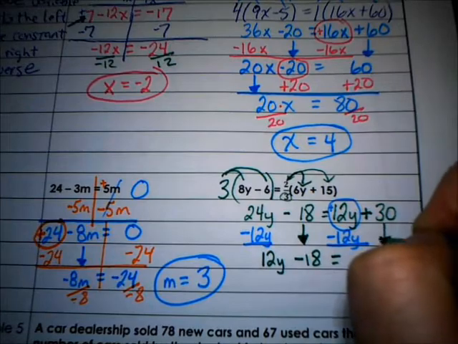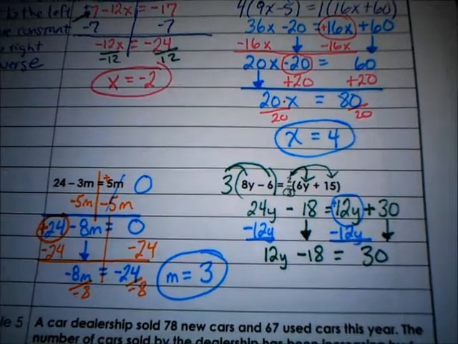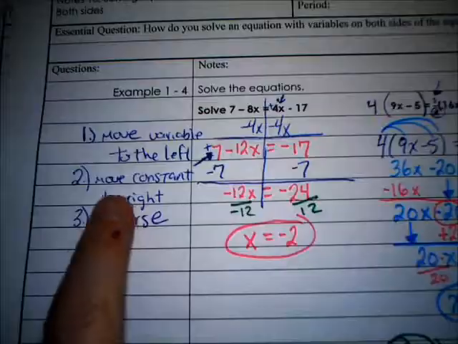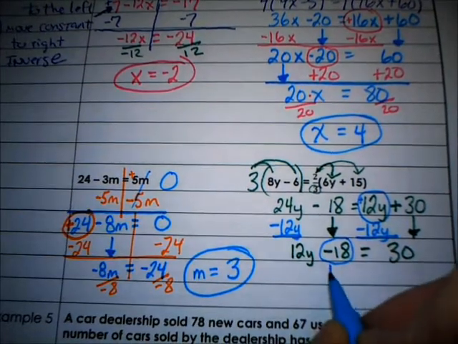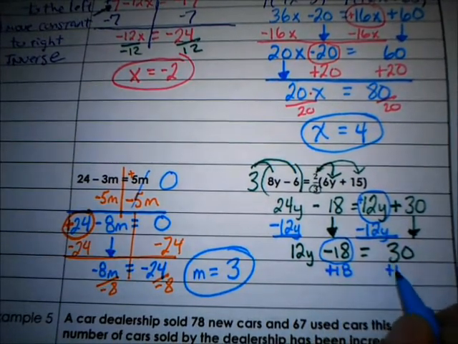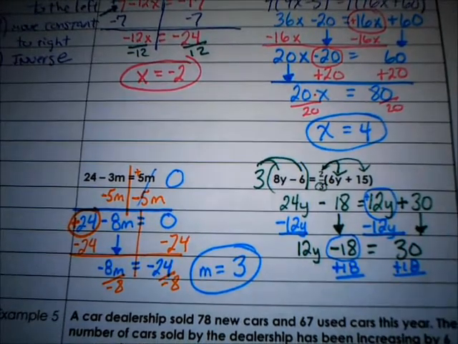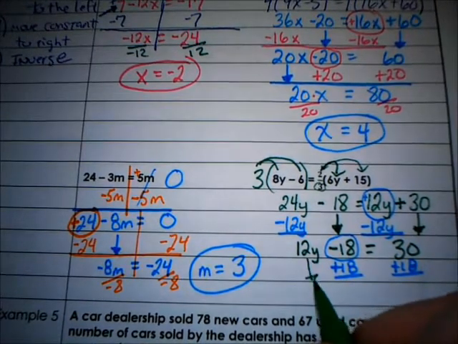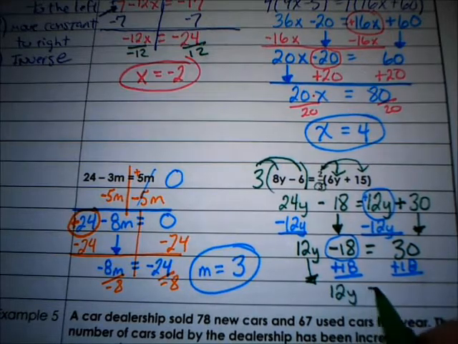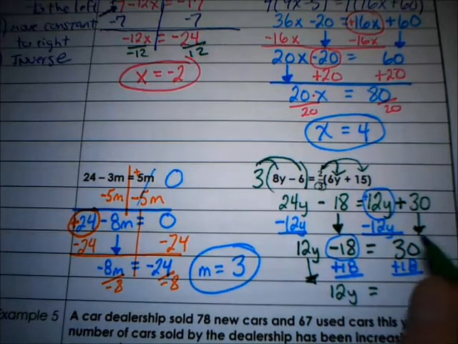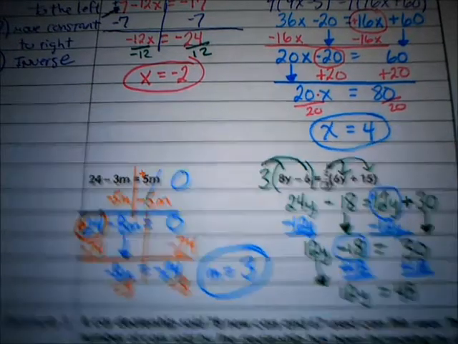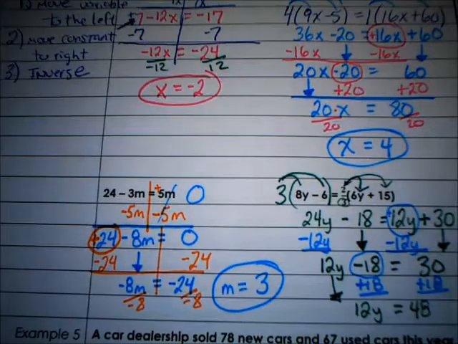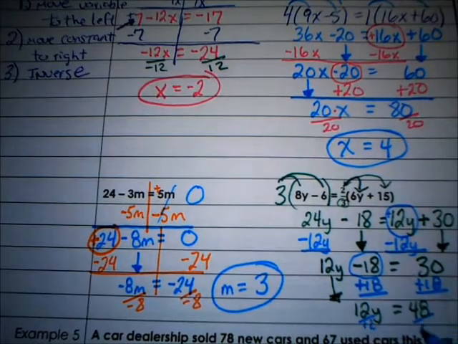Step 2, move the constant to the right. Your constant is the 18. It's subtracting, so now you're going to add. Bring down your coefficient. 12y equals 30 plus 18 is now 48. Third step is to do the inverse, which means I'm dividing by 12. And 48 divided by 12 is y equals 4.